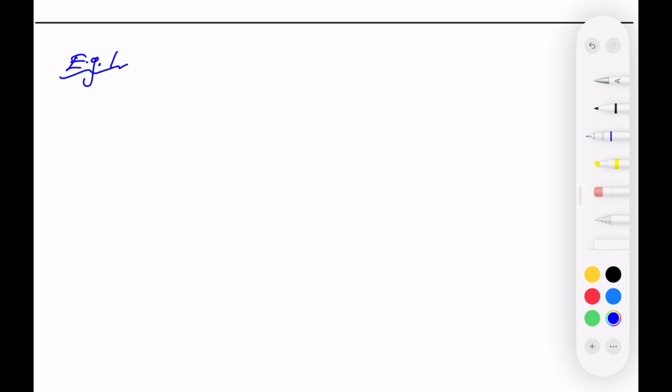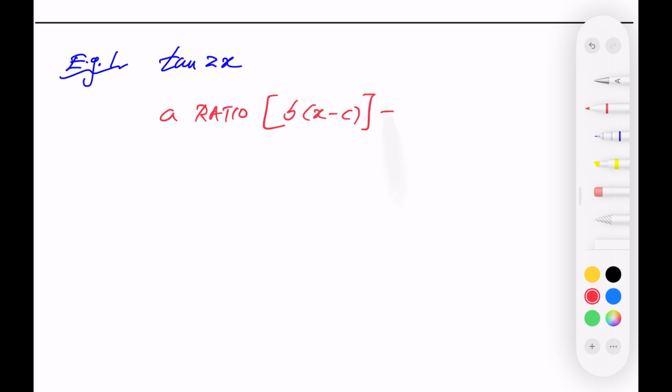Determine the period and the other characteristics, such as the phase shift, vertical shift, whether there is reflection or not, for the function tangent 2x. That's a simple function. Let me first write down the generic equation. So the generic equation is A ratio, brackets B x minus c, close brackets, plus D.